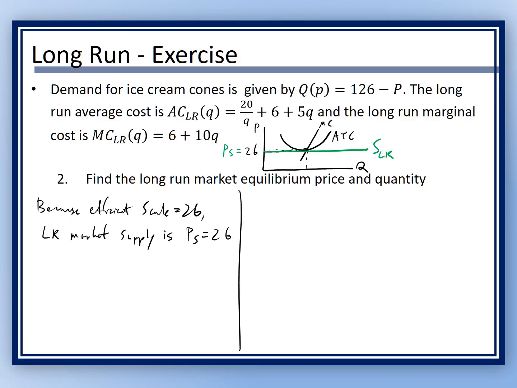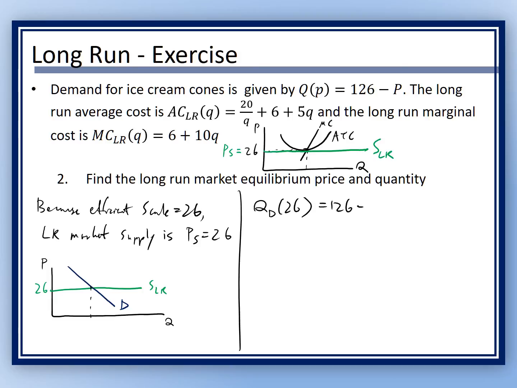Now that we have figured out the long run supply, it's time to add in the demand and find the equilibrium. So you find that by looking at how many units consumers want to buy at $26, which in this case happens to be 100.